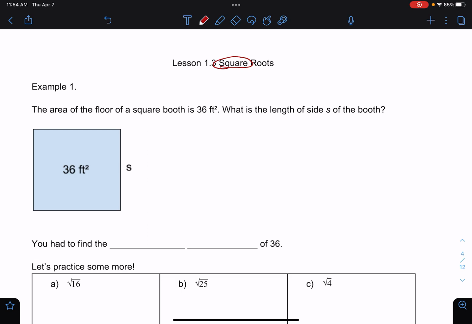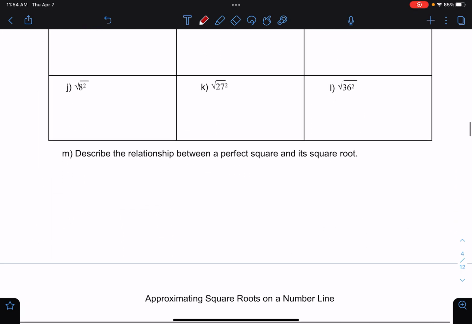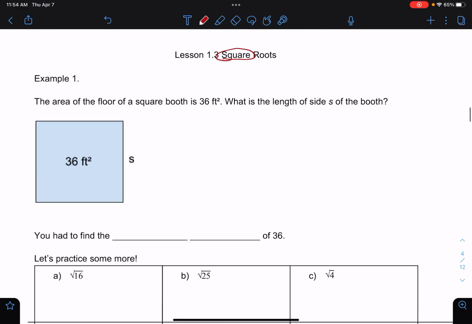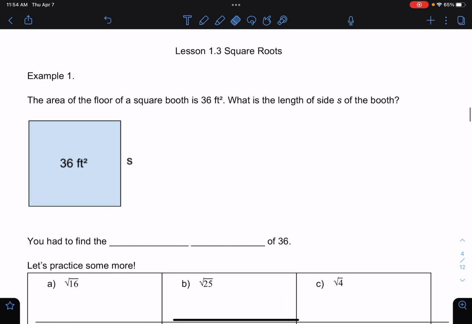So let's look at example 1. I'm on the first real page of your packet, lesson 1.3. The area of the floor of a square booth is 36 feet squared. What is the length of side S of the booth?